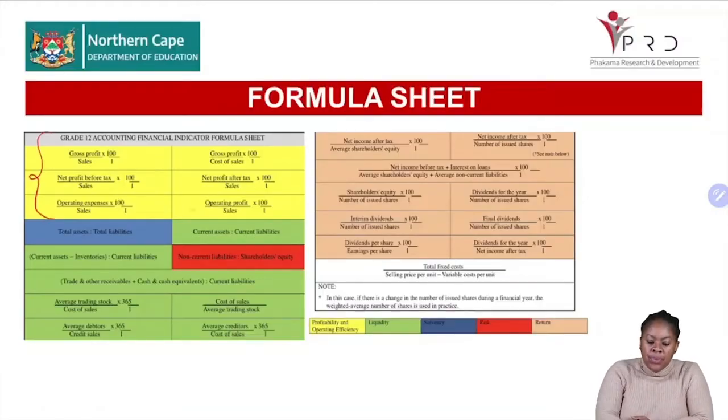So at the top, we have our profitability. And then we've got our solvency, which is group number 2. And then after that, we've got our liquidity in green.